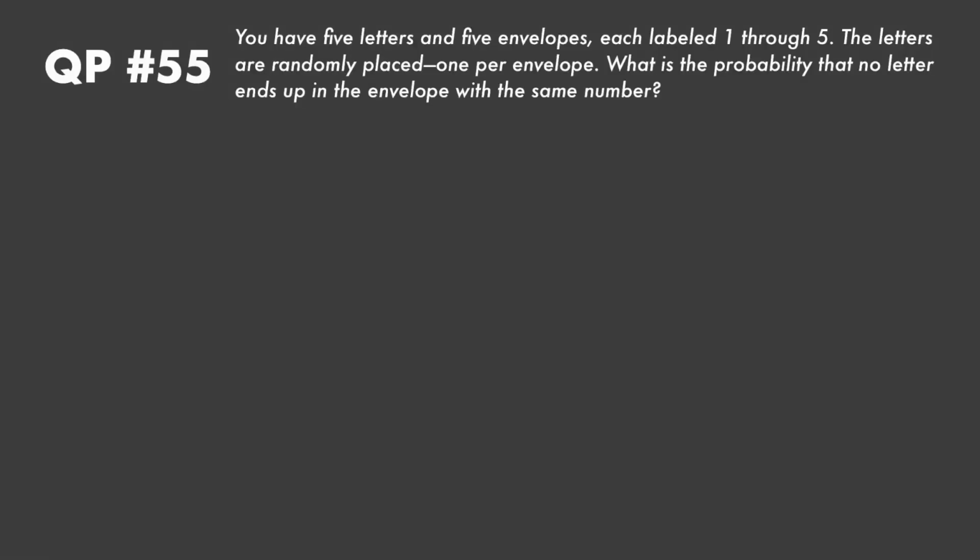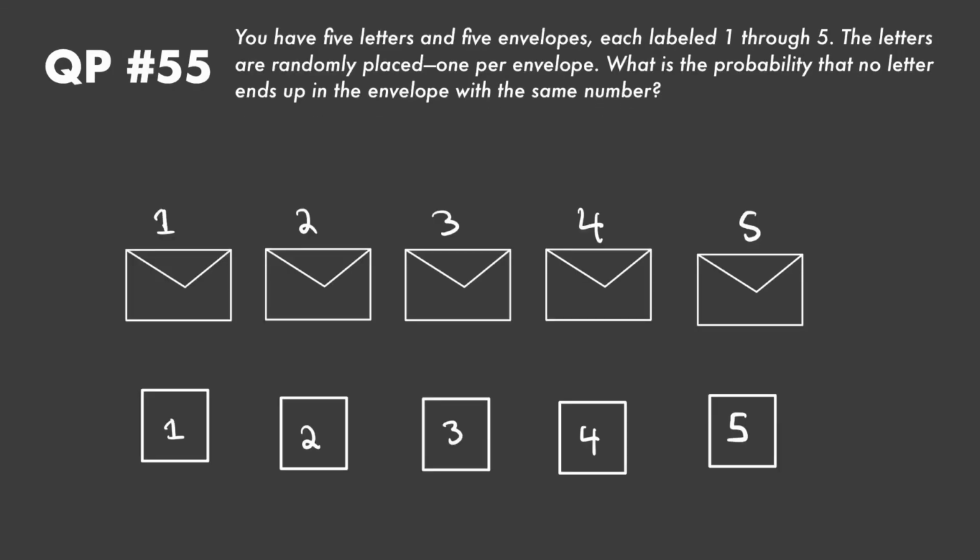Hello everyone, today let's take a look at Quantipose number 55, where it gets a little bit more complicated of a combinatorics question. Basically we have 5 letters and 5 envelopes, each labeled 1 through 5. The letters are randomly placed, 1 per envelope, and then what is the probability that no letter ends up in the envelope with the same number?